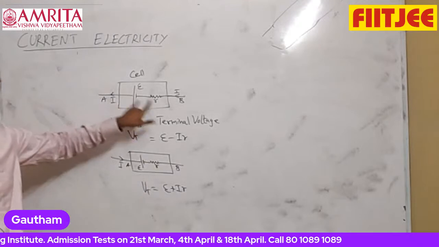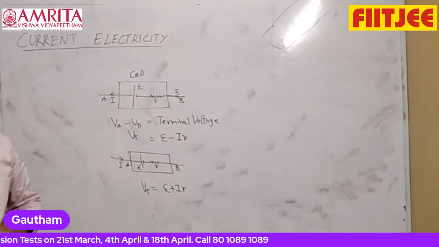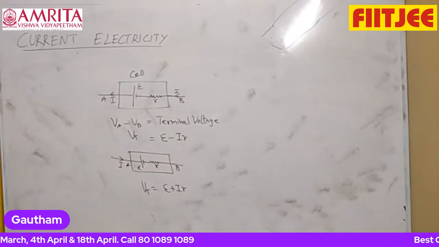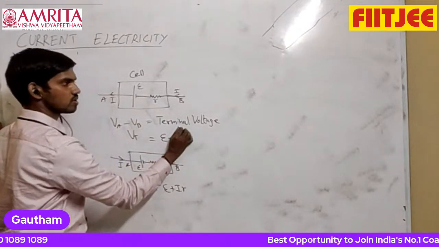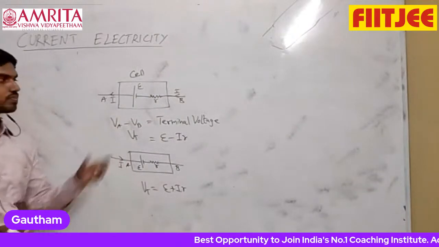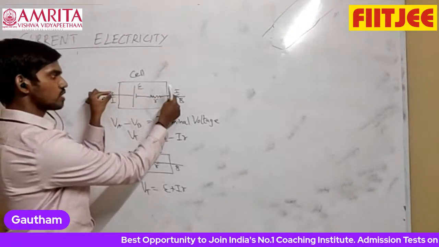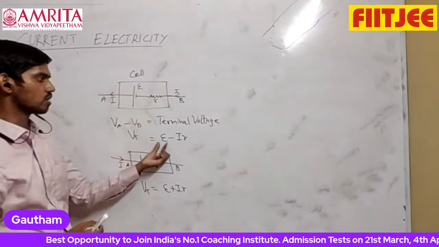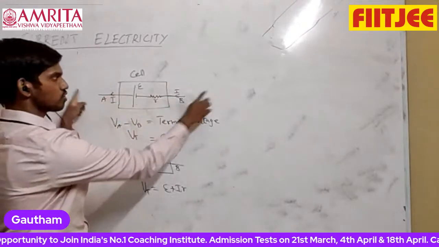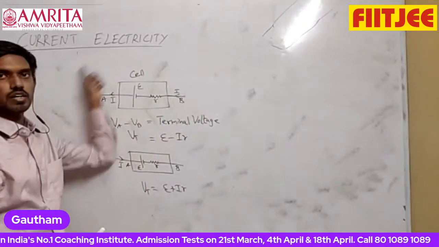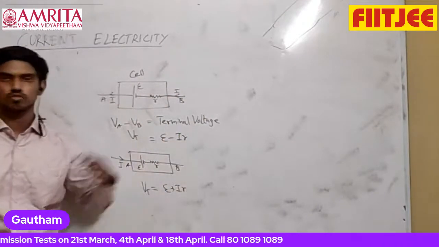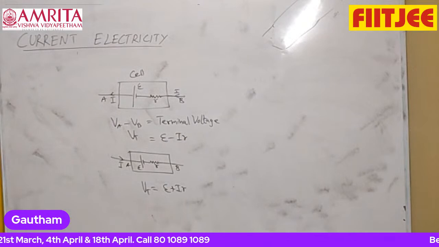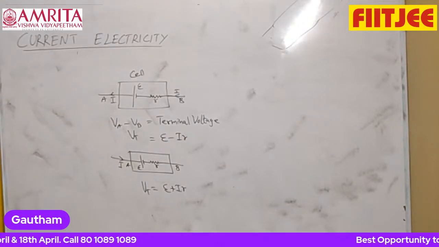So EMF and terminal voltage are not the same. When will it be the same? Terminal voltage and EMF will be the same if there is no current through the cell. So you don't connect it anywhere, just simply measure the voltage drop across the 2 points. It will be E only because no current is there. But if you connect it in a circuit, and some current is flowing through the cell, then terminal voltage is given by these two formulas. So let's see some questions based on this.